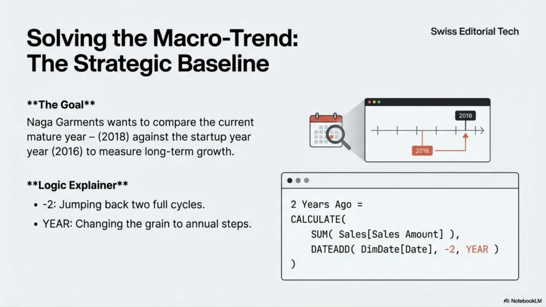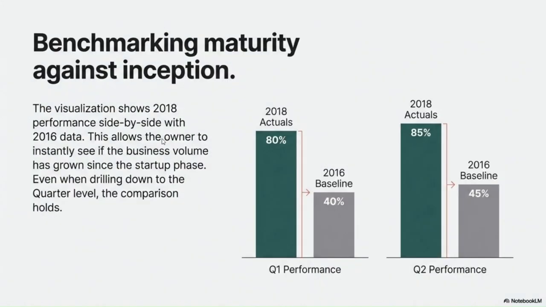Now let's move to the long term strategy. Using DATEADD, we can now compare 2016 baseline and 2018 performances. The visuals instantly show business growth, performance improvement, quarter-wise trends. This kind of comparison is critical for leadership dashboards.